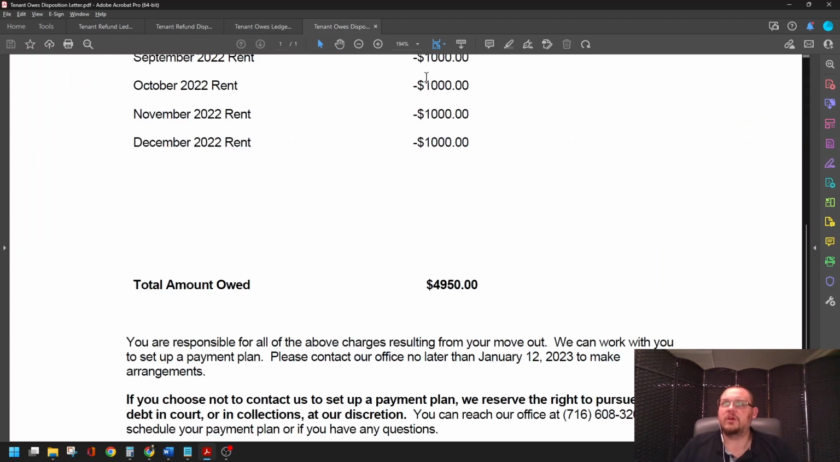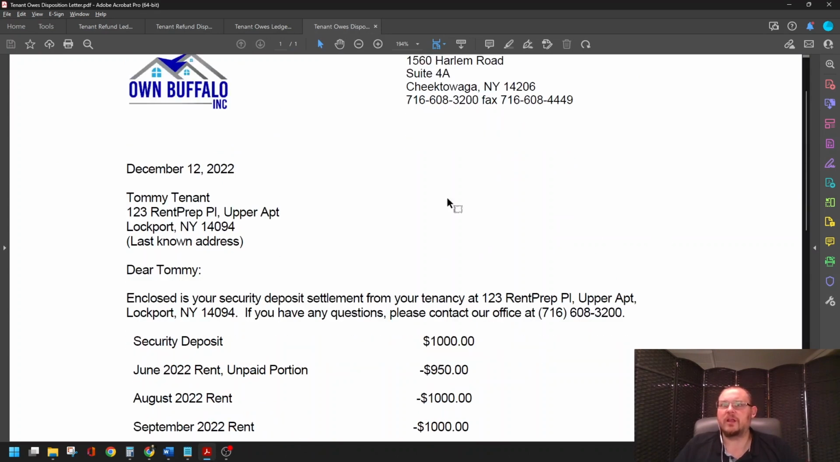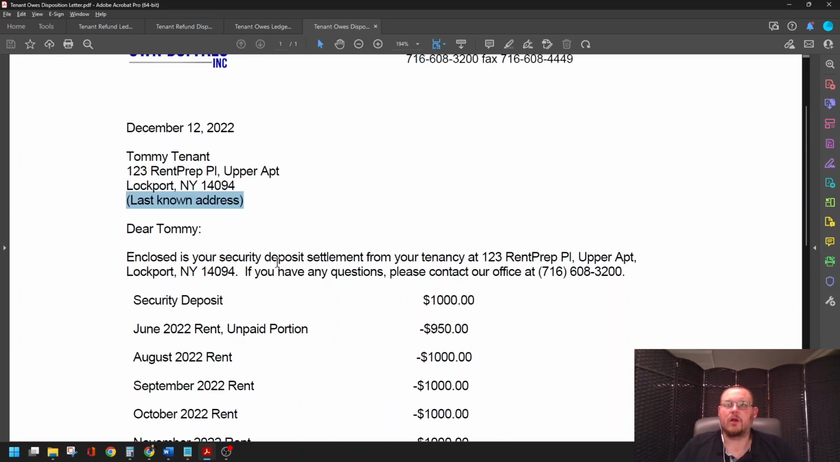Jumping over to the letter here that we sent this tenant. Again, you can pause and use this format if you want. Now, this tenant was evicted, and we did not know where they moved. They did not provide us with their updated mailing address. So we sent the security deposit disposition to them at their last known address, which was our apartment. It's up to them to forward their mail.